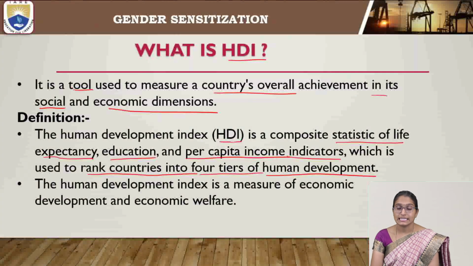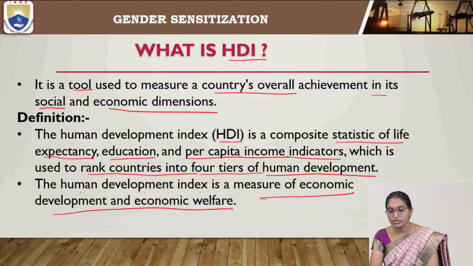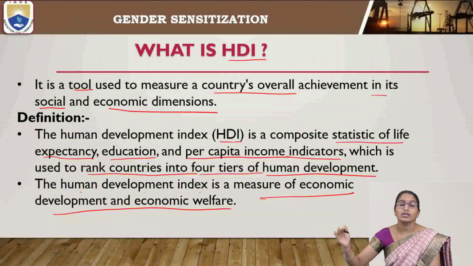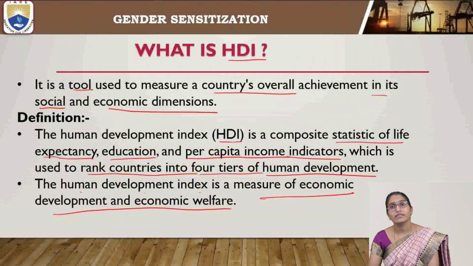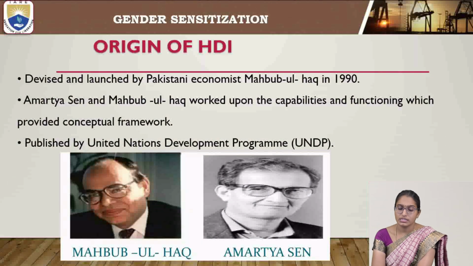Human Development Index. So this is a measurement. What does this index give? The Human Development Index is a measure of economic development and economic welfare. So how much a particular country has developed, or economically how much is the development, how much is the welfare? That index gives the level it has achieved. So let us see how the origin of HDI happened.